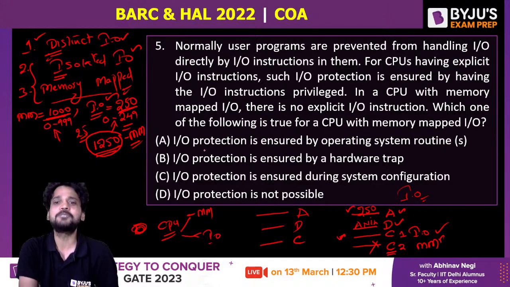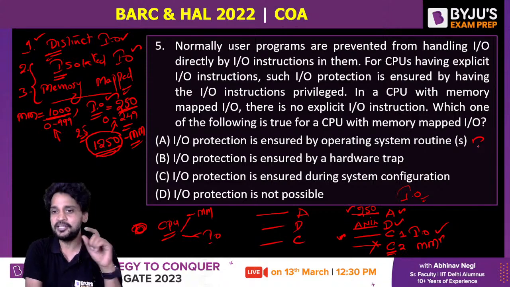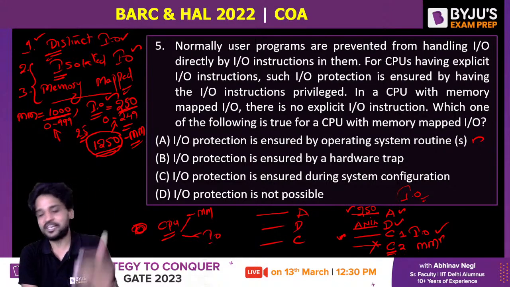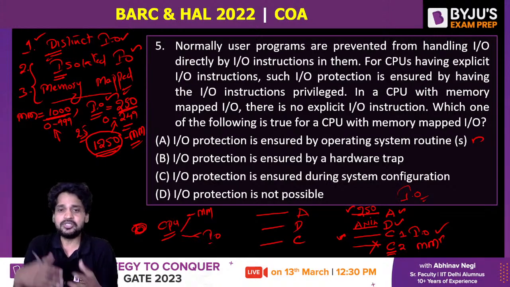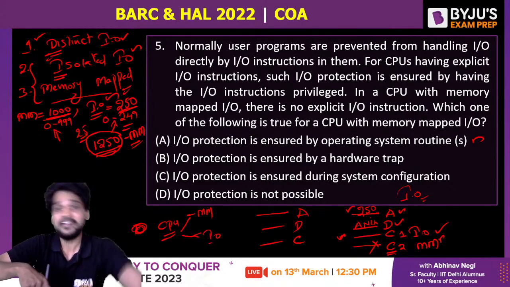The protection is possible by the operating system itself. IO protection is ensured by the operating system routines. So the operating system should take the necessary care that whenever an IO device is accessed, it is protected in such a way that the mistakes of a user program do not affect the IO device.